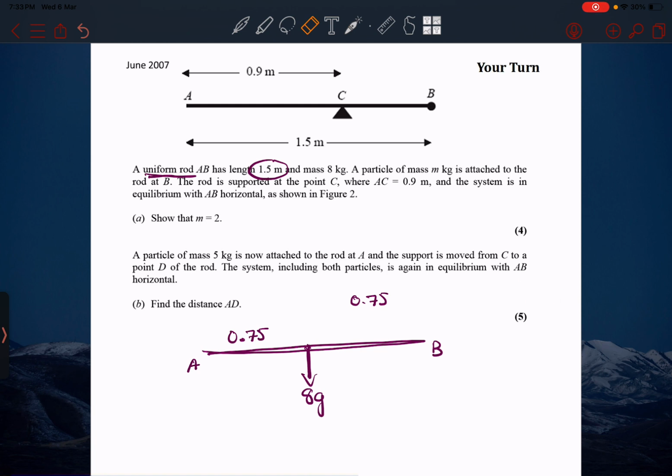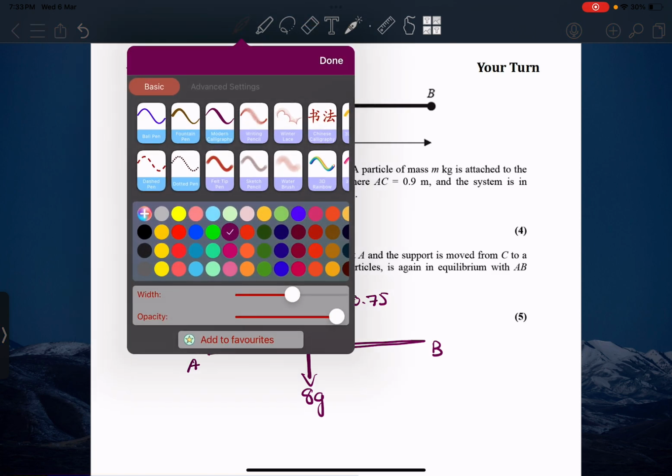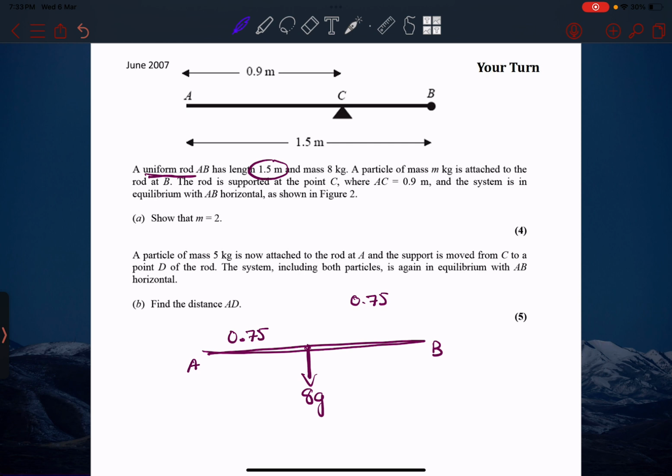A particle of mass m kgs is attached to the rod at the end B. So I'm going to take a particle, and the mass of the particle is m kgs, so that is going to apply a force of m times g. So mg is the force that is acting downwards. The rod is supported at the point C. So there's my support, which is the point C.